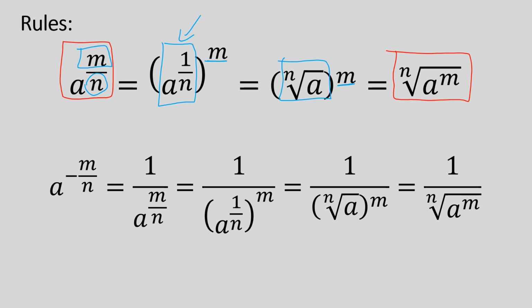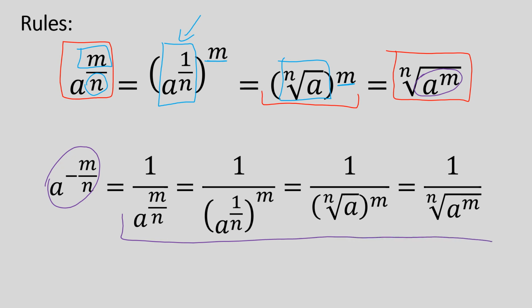It doesn't matter what order we write it in. Here we're taking the root first, and then we're raising it to the power. And if we look at this one, we raise it to the power first, and then we take the root of that power. It doesn't matter. Both are going to give that same answer. Down here, we have a negative exponent. It's the same exact thing if we look at these steps over here. It's just that it's on the bottom of the fraction.